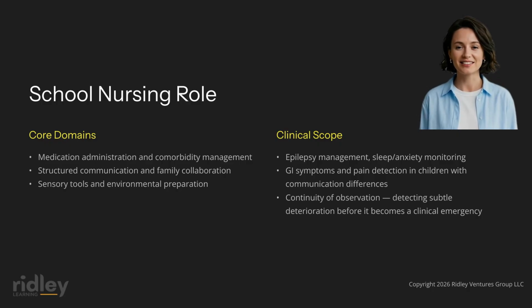These nursing functions intersect directly with the comorbidity profile of school-age autism. Epilepsy management, sleep and anxiety monitoring, gastrointestinal symptoms tied to selective eating, and monitoring for behavioral signs of pain or distress in children with communication differences all sit at the school nurse boundary. In combination with occupational therapy, physical therapy, special education teaching staff, and consulting physicians, school nursing closes the loop between medical, educational, and family systems that's indispensable to a coordinated school-age autism plan. School nurses provide the continuity of observation that allows subtle deterioration to be noticed before it becomes a clinical emergency.